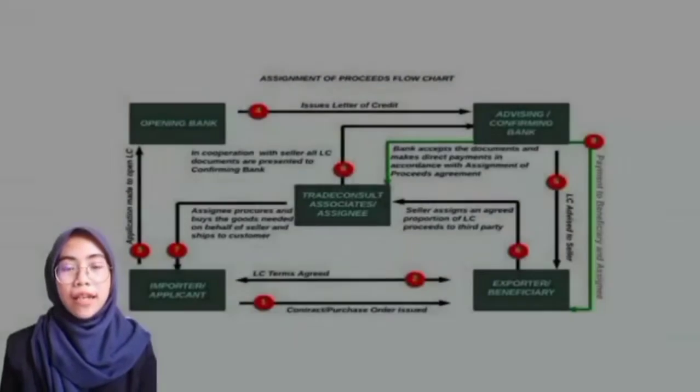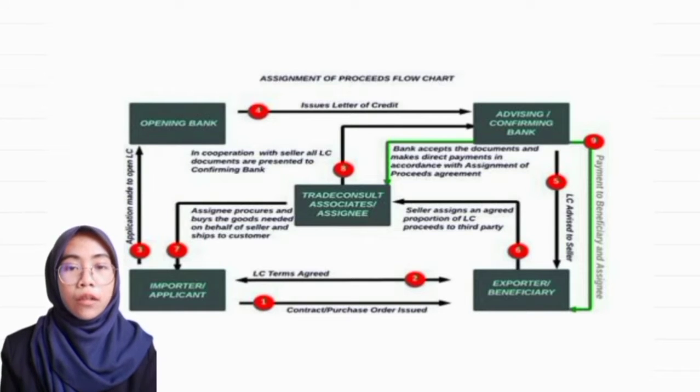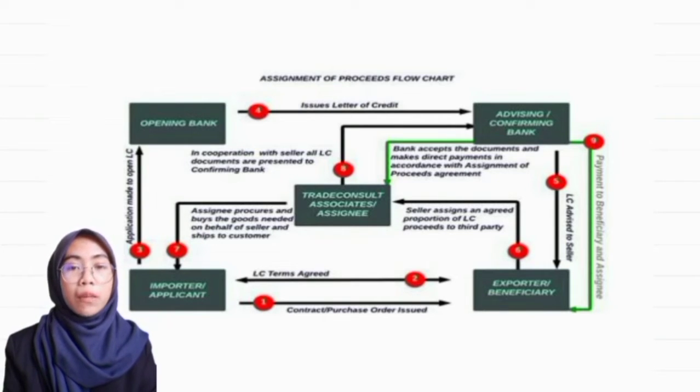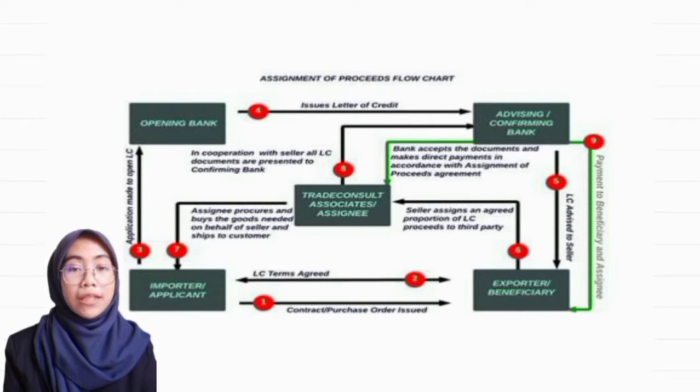To understand this, let's take a look at this flow chart. Firstly, the importer issued a contract or purchase order to the exporter. Then, both parties agree with the LC terms. The next step is the importer will make an application to the opening bank to open LC. Then, the opening bank will issue the LC to the confirming bank. The confirming bank will advise LC to the seller, and the seller will then assign an agreed proportion of LC proceeds to the third party.